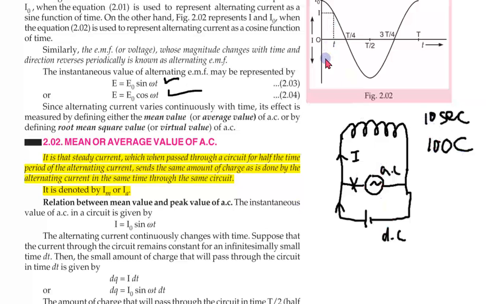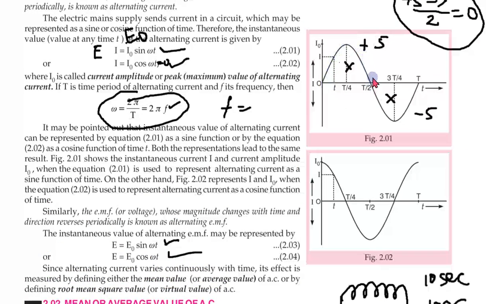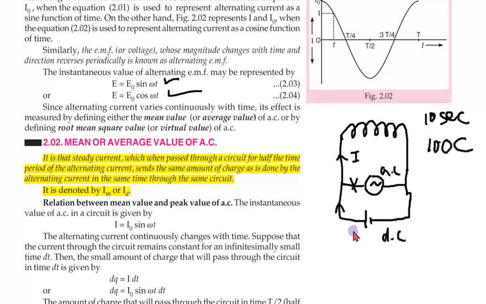Full time is 20 seconds, because half time is 10, so full time will be 20. If I pass DC current to this coil for 10 seconds, then this DC source, the EMF battery, sends 100 coulomb of charge to this coil. Then I disconnect this DC source.